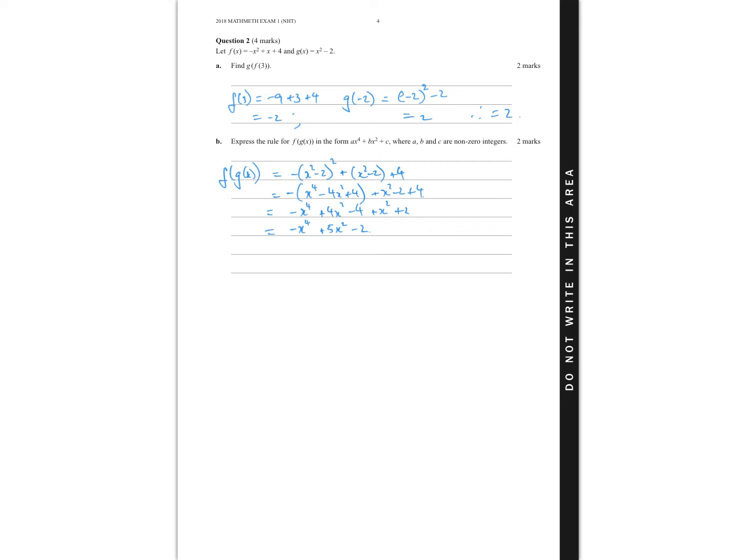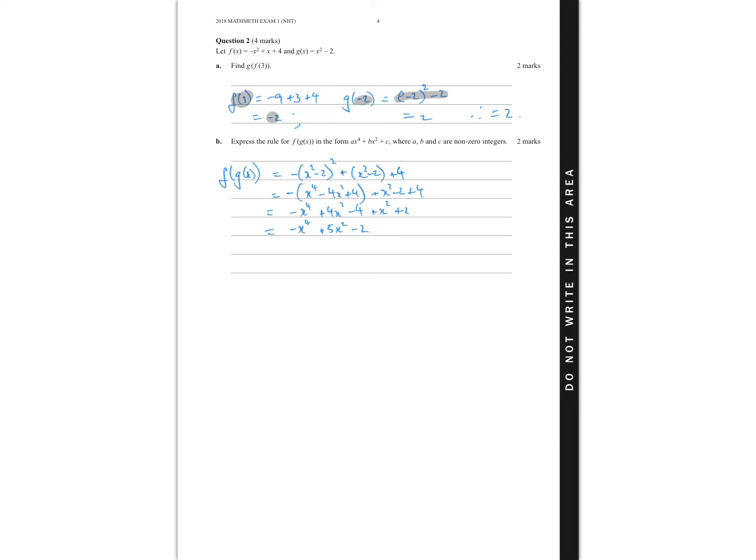Work out g of f of 3. So I thought instead of working out the function, if I just work out f of 3, I get negative 2. And then just substitute negative 2 into g. And I end up with positive 2. So I think that's a nice simple way of doing it.